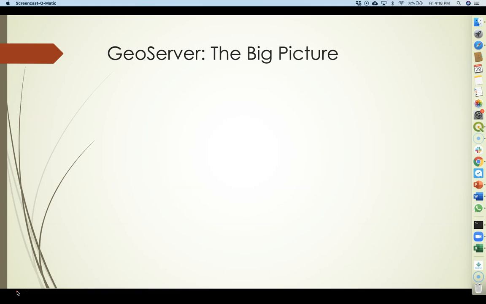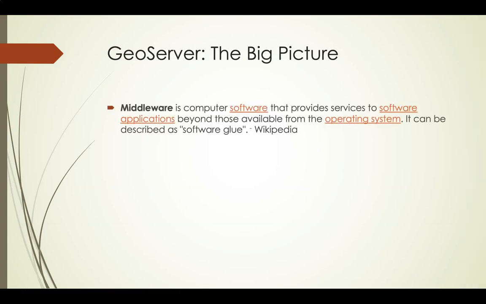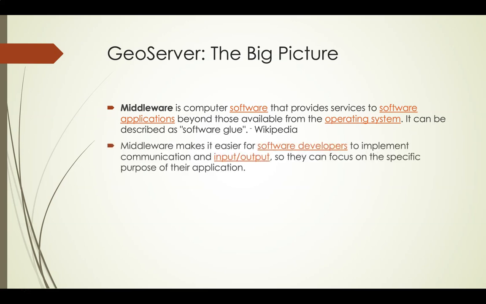GeoServer is a type of software known as middleware. And according to Wikipedia, middleware is computer software that provides services to software applications beyond those available from the operating system. It can be described as a software glue. And middleware makes it easier for software developers to implement communication and input-output, so they can focus on the specific purpose of their application.